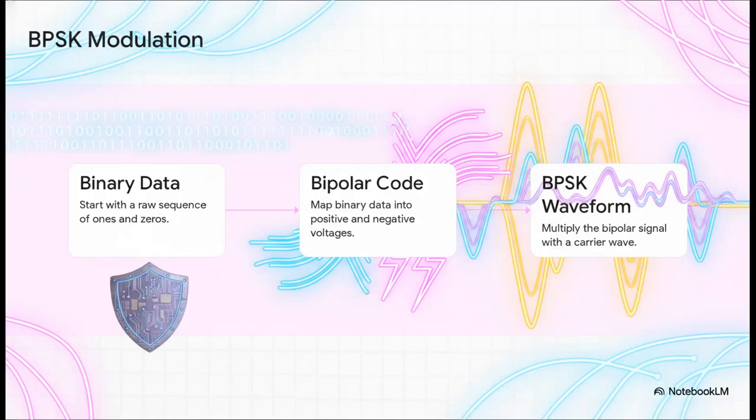So, how do we forge this PSK armor from scratch? Let's take binary PSK, or BPSK, as our prime example. It's just a logical 3-step process. Step 1, you grab your raw binary data, just a plain old sequence of 1s and 0s. Step 2, you map that data into a bipolar line code. Basically, you're translating discrete digital logic into actual positive and negative voltage levels. And step 3, you multiply that bipolar signal directly with your carrier wave to generate the final transmission-ready BPSK waveform.